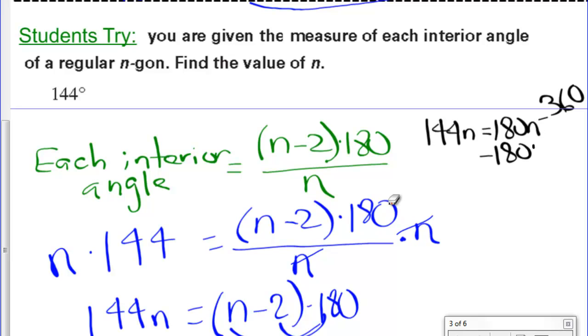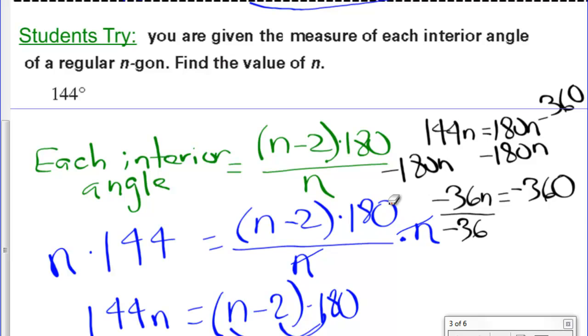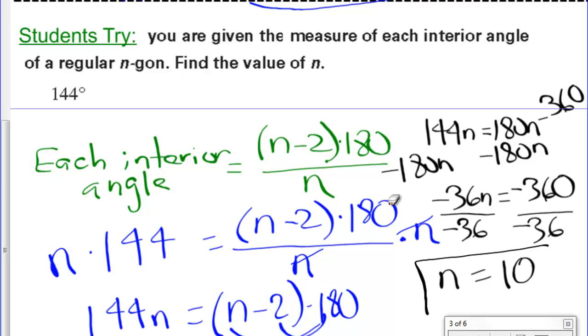Subtract 180n from both sides. So that gives me negative 36n equals negative 360. And then what's the next step? Trying to find n, so we're going to divide both sides by what? Negative 36. All right, so n equals 10, and we are done. There are 10 sides to this regular n-gon, or regular decagon. Okay, let's turn the page.